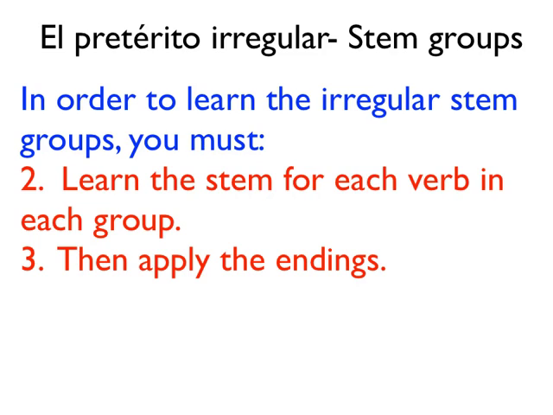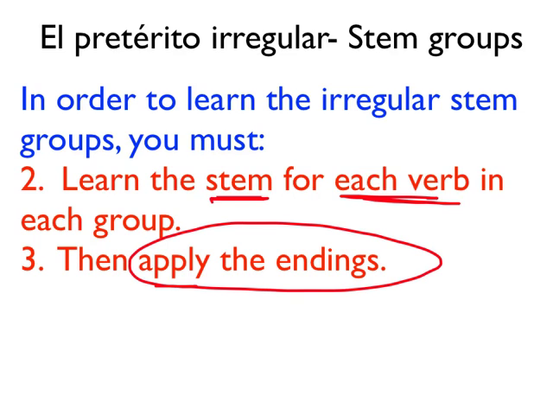Step 2 is to learn the stem of each verb in each group. And then you simply apply the endings. That's how this works. 1, learn the endings. 2, learn the stem. 3, apply the endings.